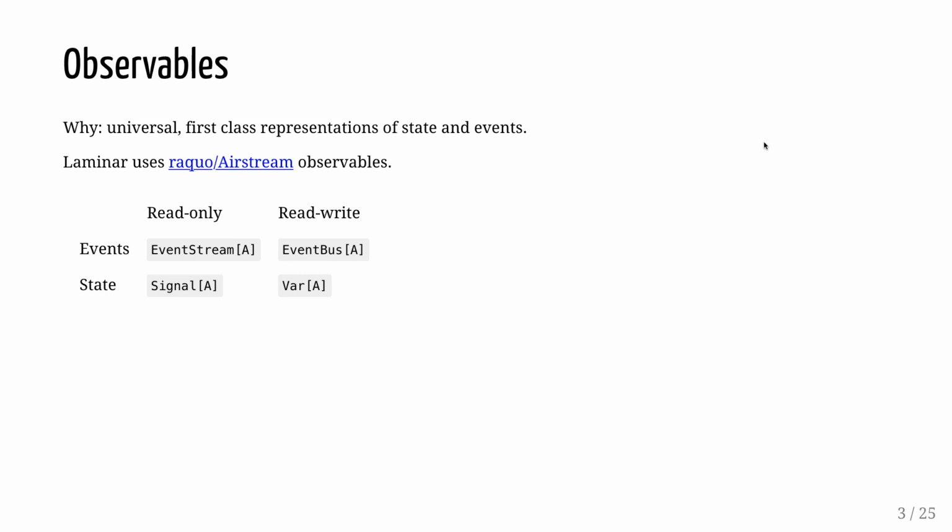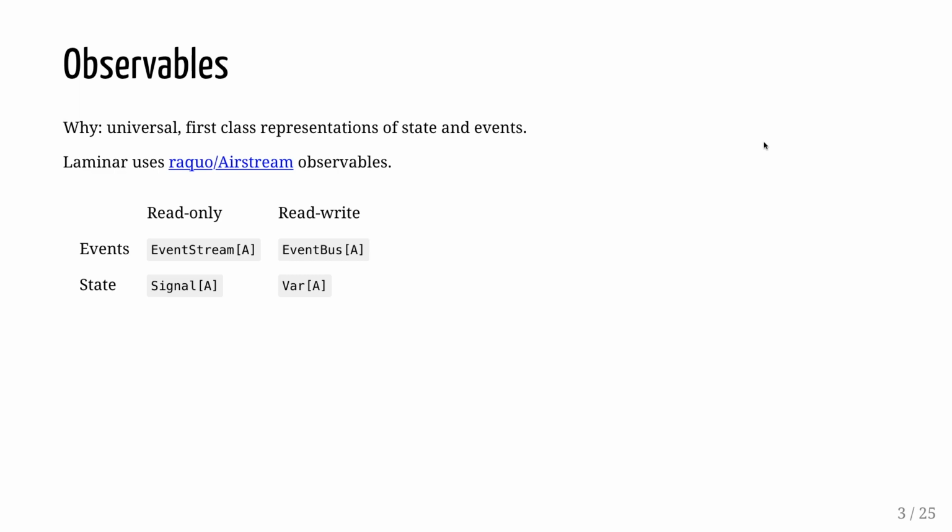Laminar uses observables because they are first-class representations of state and events, which are exactly the domain of UI libraries, as we just saw, so that's very fitting. Observables are also universal, which means that they don't depend on the DOM and are not aware of the DOM even. And so you can use observables to express the entire data flow of your application, even the parts that don't touch the DOM. So it's very nice to have it universal like this, to be able to reuse the logic and think in the same data structures.